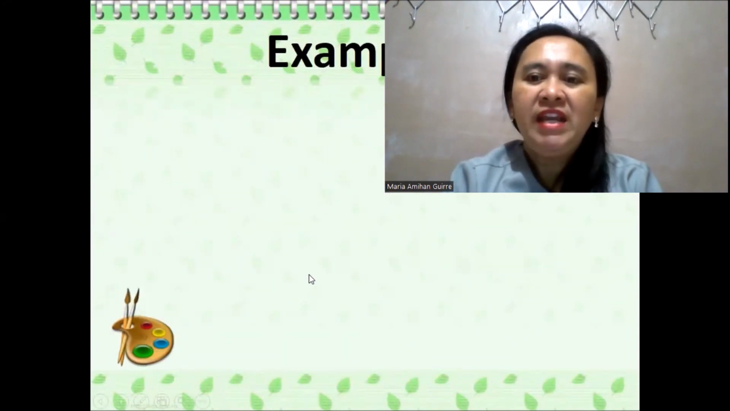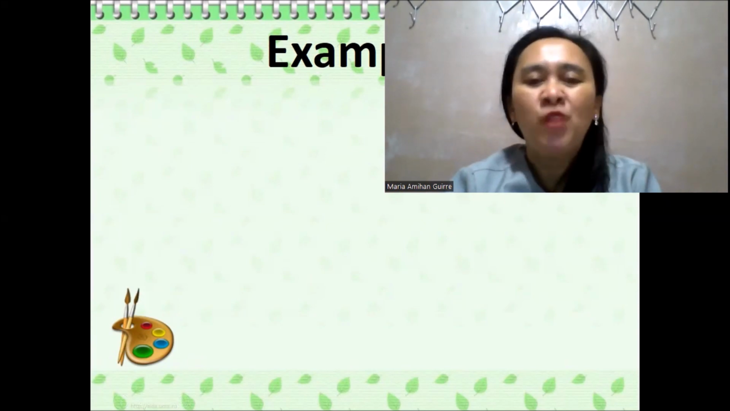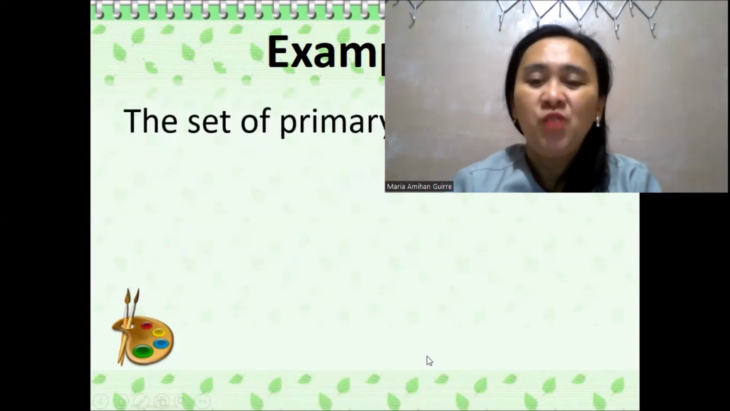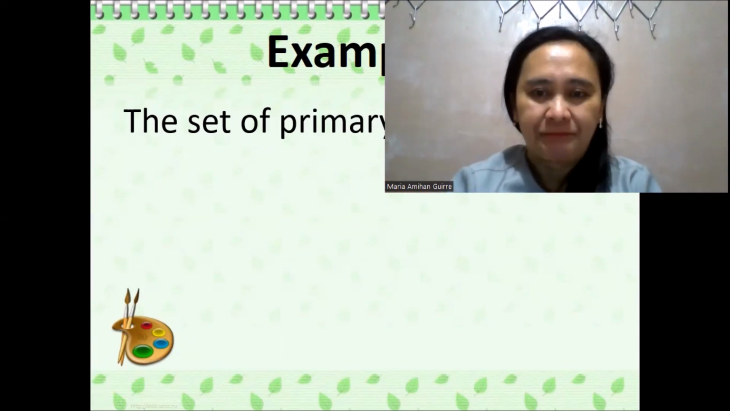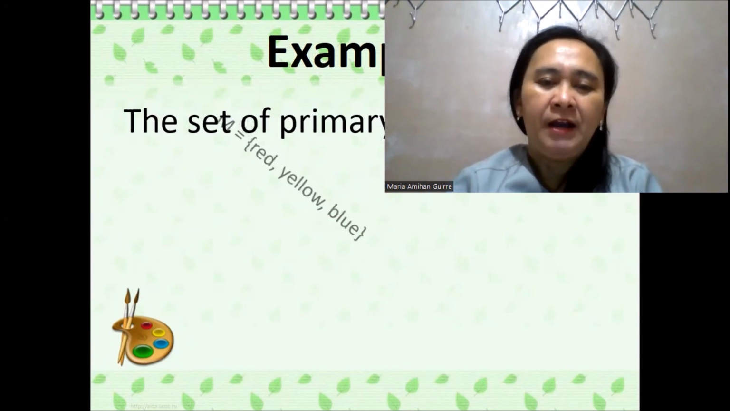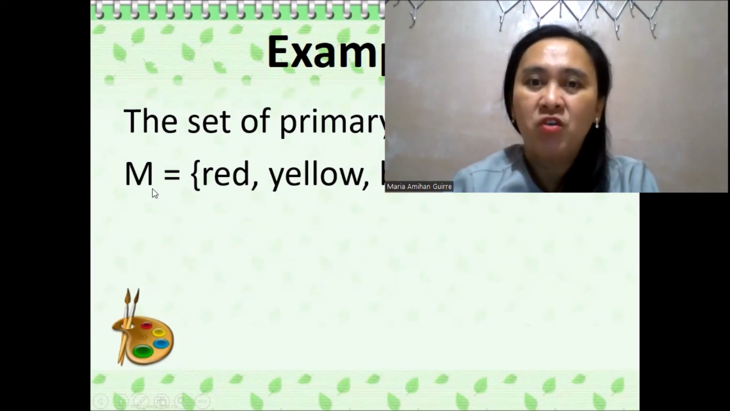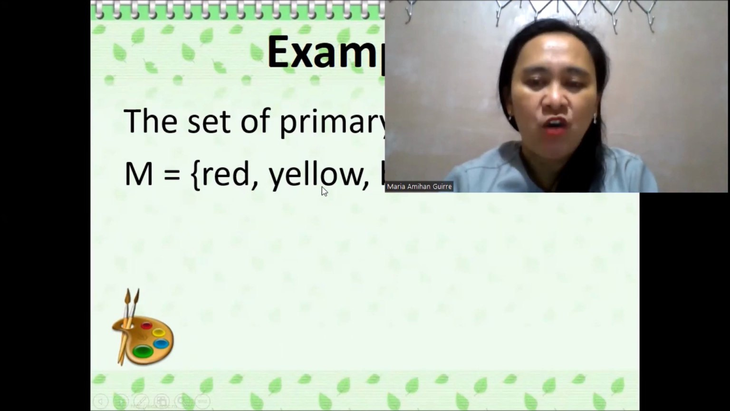Infinite and finite sets are well-defined sets. Another example of well-defined sets is the set of primary colors, with an exact number of primary colors, so it is also a finite set. We can give a representation of the set with letters for primary colors, set M or maybe set B or set C. Depende kung anong pwedeng letters ang gamitin nyo to represent the primary colors. We have red, yellow, and blue.